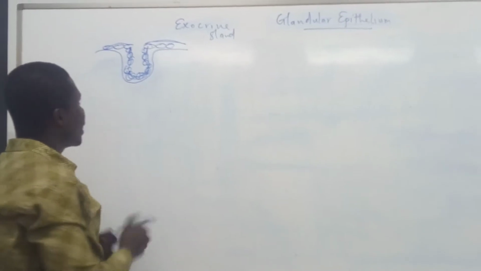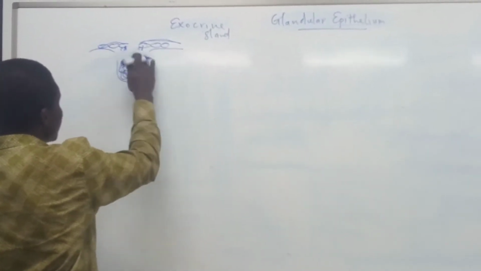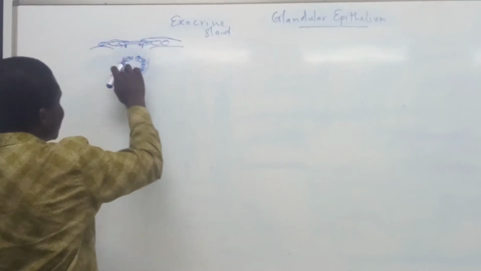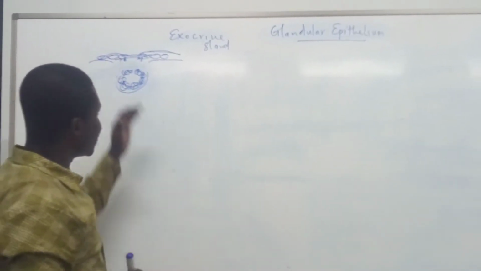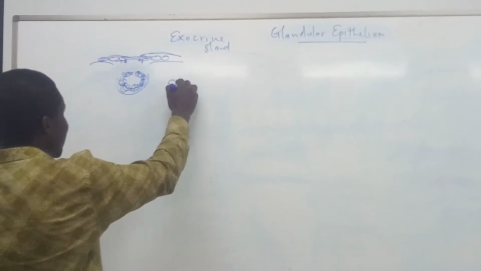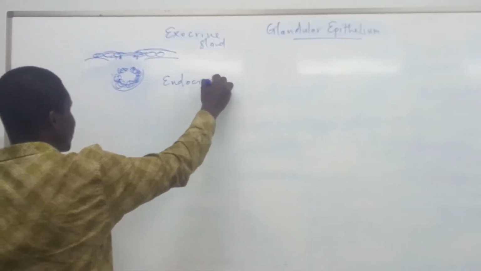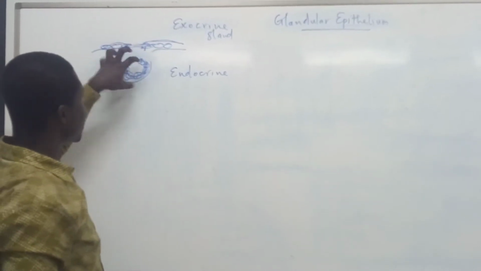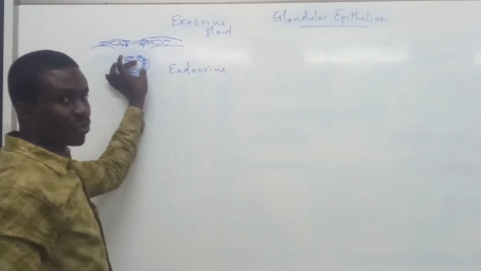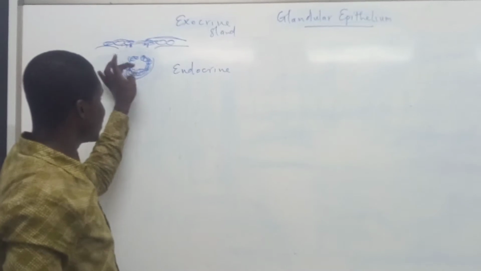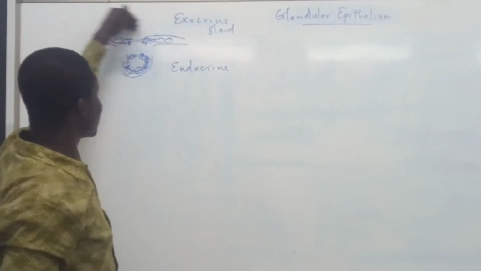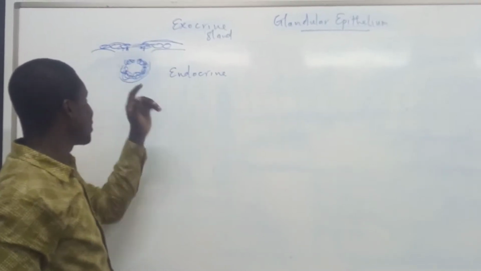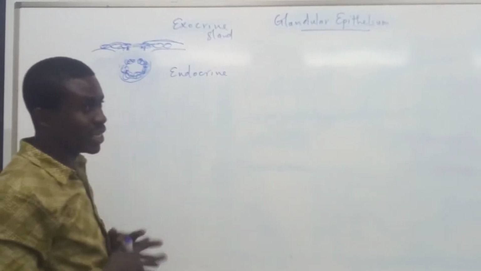But if there is no connection, if these secretory cells lose connection with the surface epithelium, then we are going to form this ductless gland known as endocrine gland. So for exocrine gland, the duct will be there, which is serving as connection between the distal portion, that is the secretory unit, and the surface epithelium. But if there is no duct, then it's going to form this ductless gland known as endocrine gland.